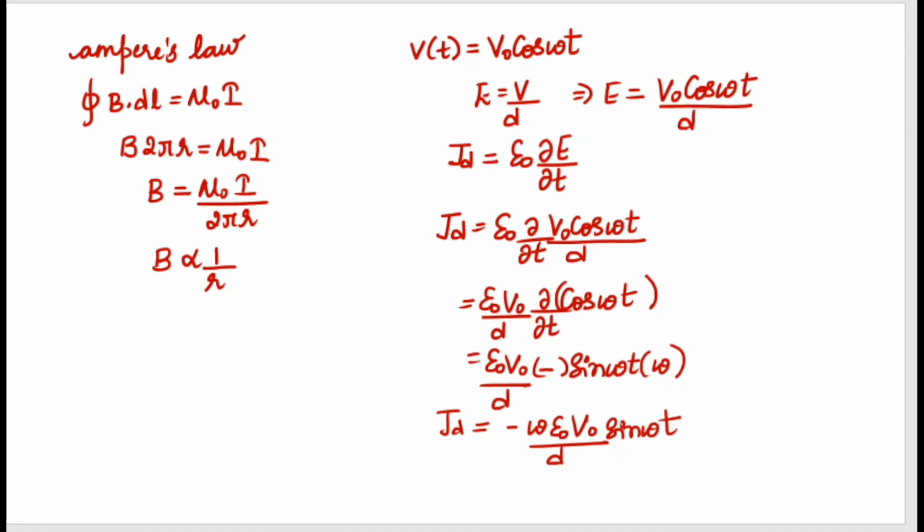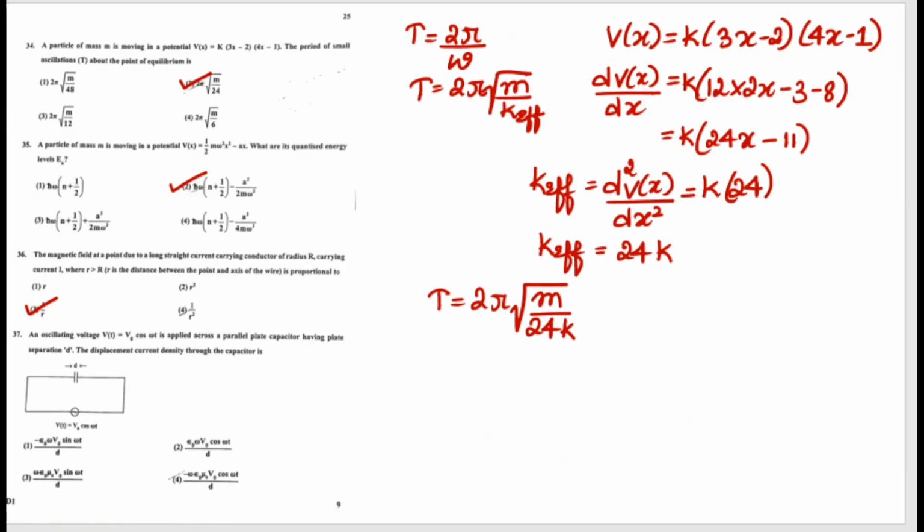Okay, so let us go back to the question. What does the question say? An oscillating voltage V of t is given across a parallel plate capacitor having plate separation d; the displacement current density we got is minus epsilon naught omega V naught sine of omega t divided by d. Sorry, the right option is option 1.